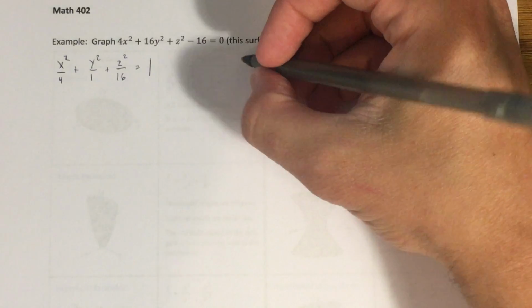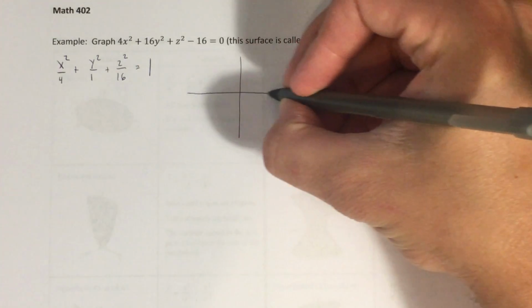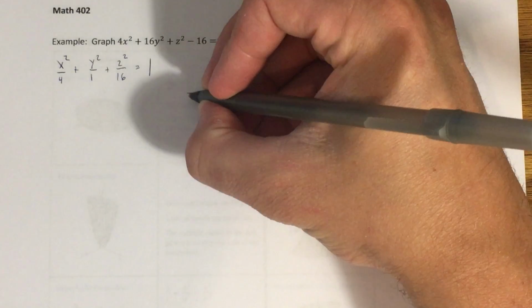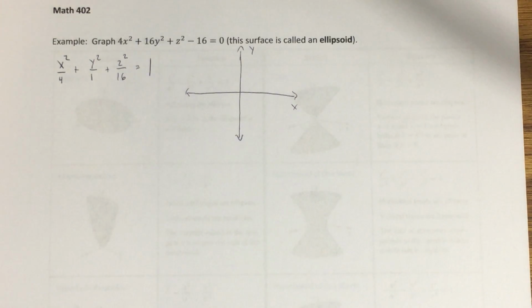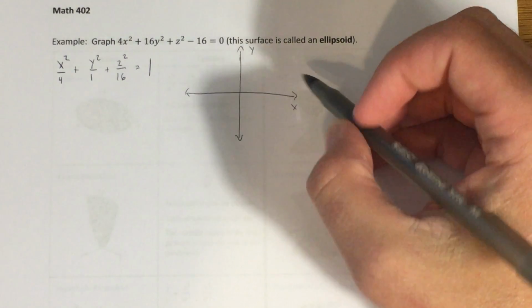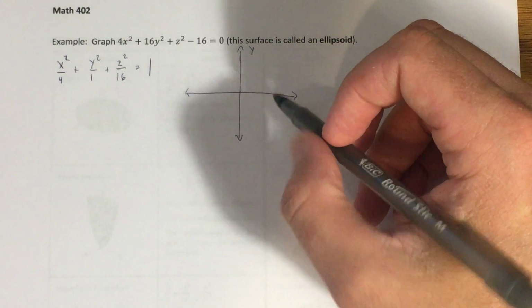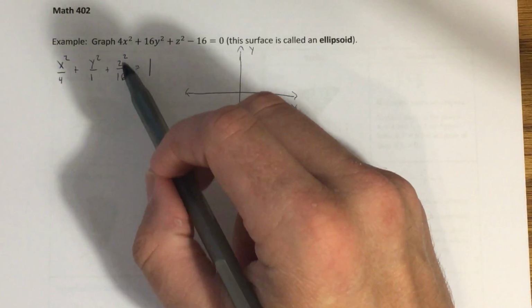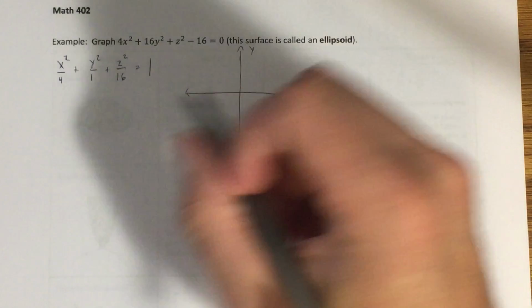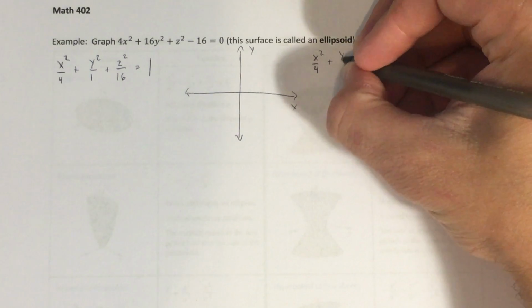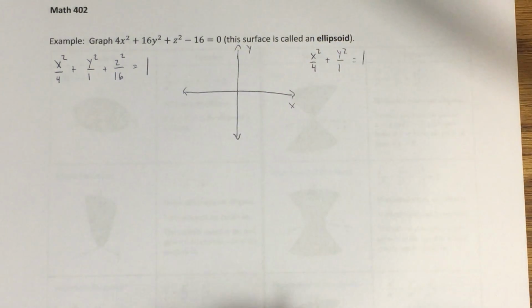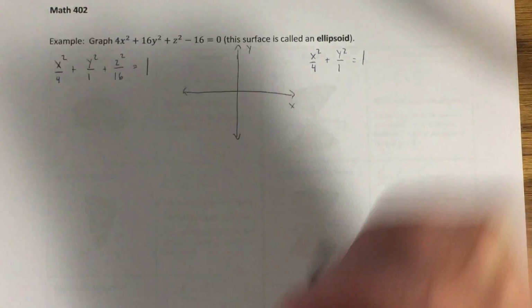And now what I'm going to do is look at the traces in just the coordinate planes themselves. Again, if I wanted to be more thorough, I could focus instead on not just the coordinate planes, but all of those parallel slices. So if I'm in the x, y plane, then I'm looking at the equation here where z is equal to 0. So if I plug 0 in for z, this becomes x squared over 4 plus y squared over 1 equals 1. I recognize that as the equation of an ellipse.